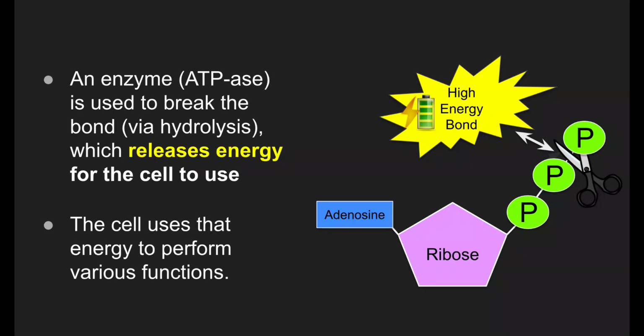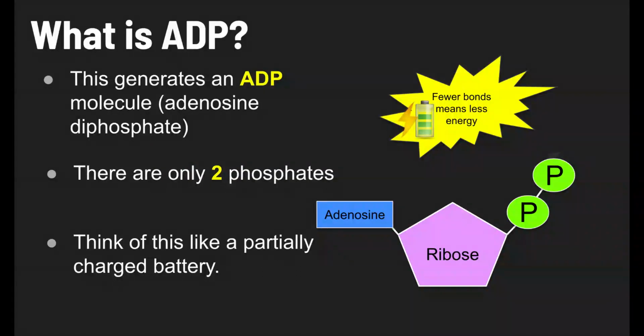Now, the cell is going to use that to perform various functions. Once that third phosphate is broken off, what you're left with is ADP. That stands for adenosine diphosphate, the di meaning there are only two phosphates now, not three. And because that high energy bond has been broken and some energy has been released, think of this molecule ADP like a partially charged battery. There's still some energy left in the remaining bonds on those phosphates, but some of the energy has been used up. That's why it's just a partially charged battery at this point.